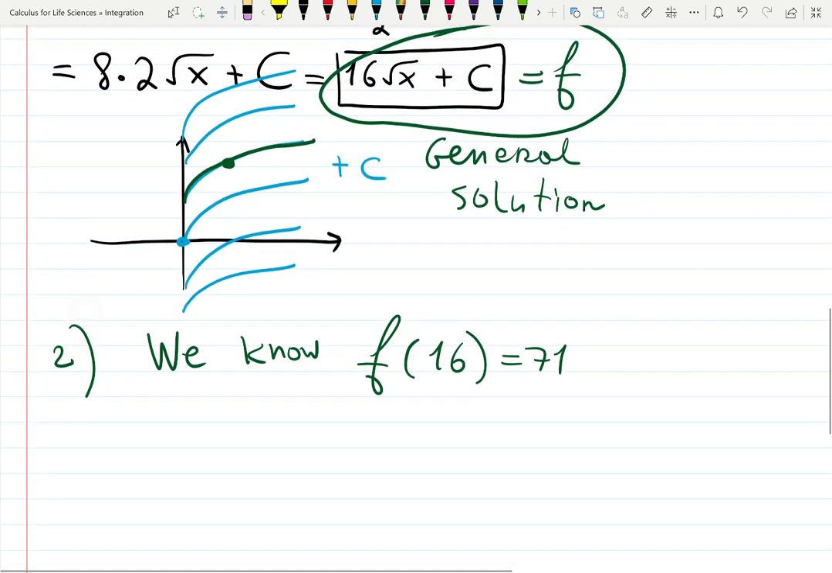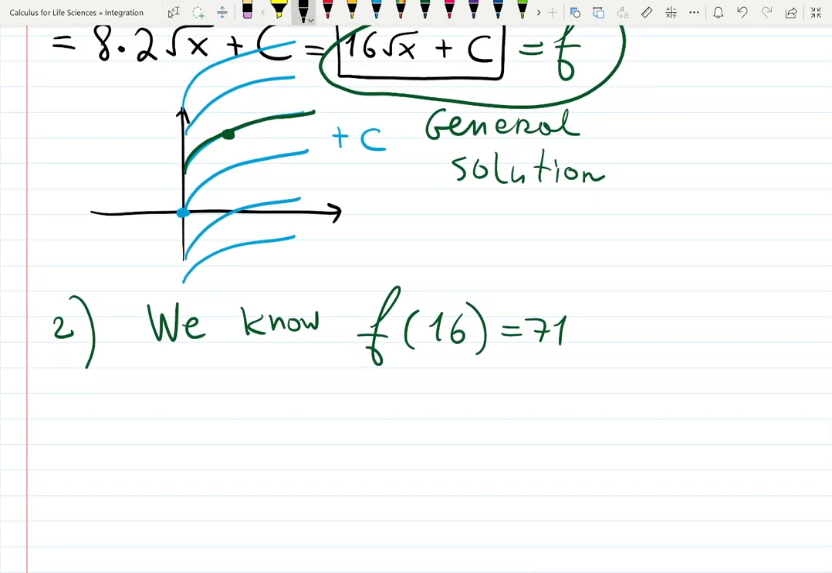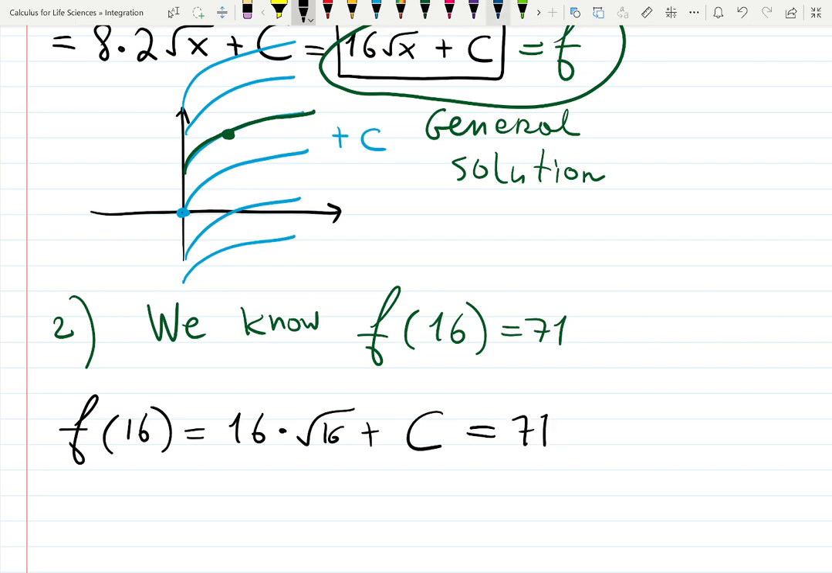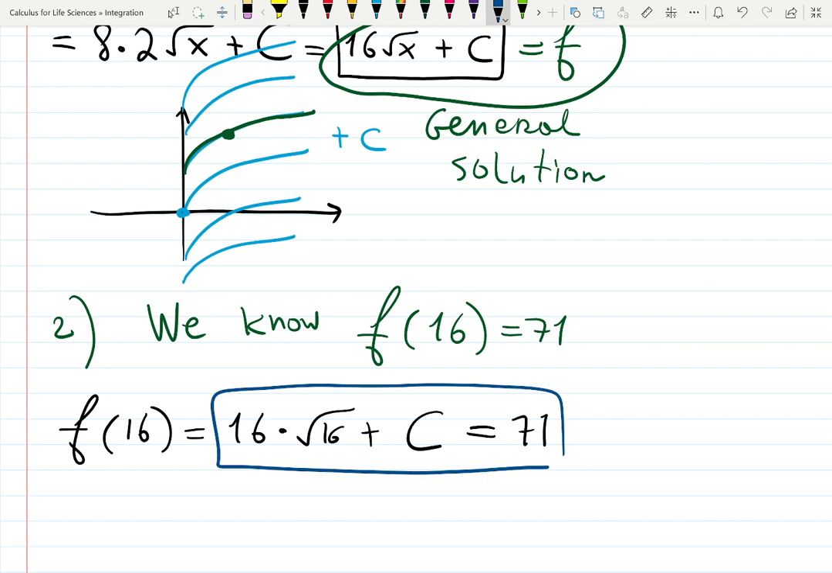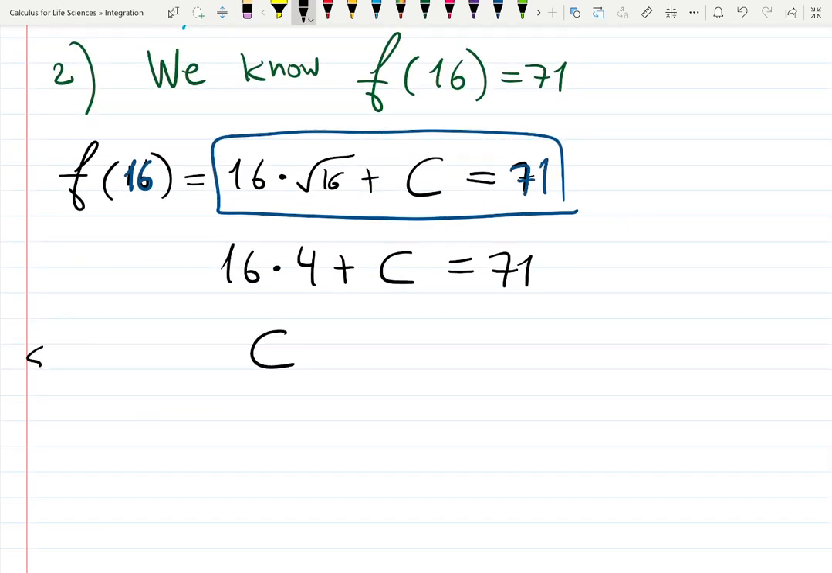So, f at 16 is 16 times the square root of 16 plus c. As you can see, it's not always 0 or the number we gave you. In your homework, it's very common, it's the same number. No, it's not going to be 71 anymore. So let's calculate. This is supposed to be 71. And you solve this equation. We know that at 16, it should give you 71. But when you plug 16, it ends up to be 16 times 4 plus c. Thus, c should satisfy this equation.